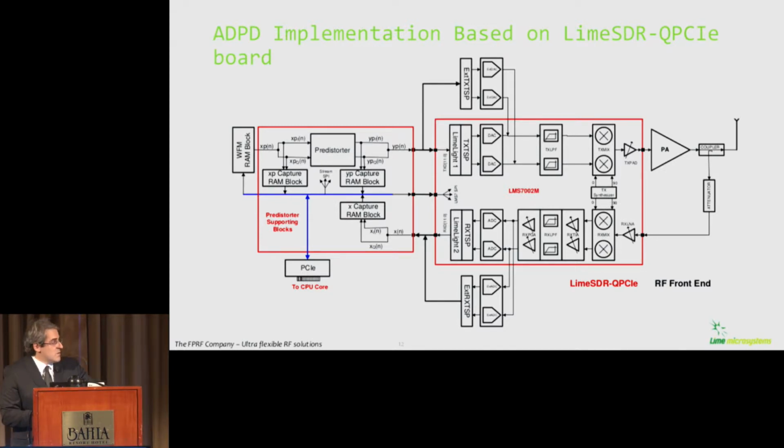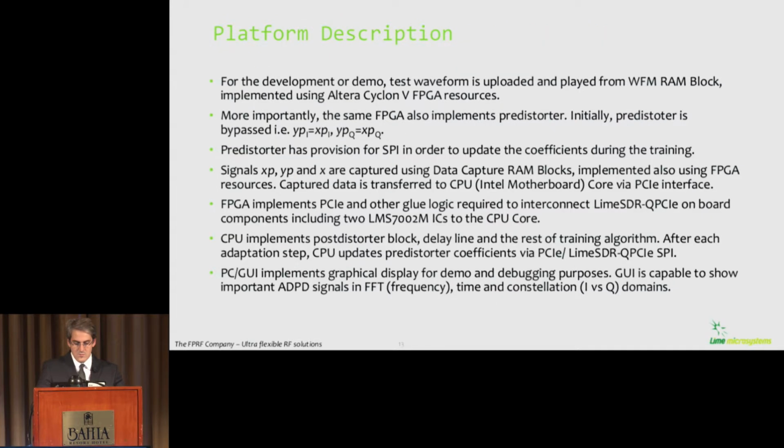So that is the block diagram of our 4x4 MIMO board, LimeSDR, which is used for ADPD implementation. Additionally, there is a GUI, which implements a graphical display for demo and debugging purposes. The GUI is capable of showing important signals, for example, at the predistortor and postdistortor inputs and outputs in time domain, frequency domain, and time constellation domain.